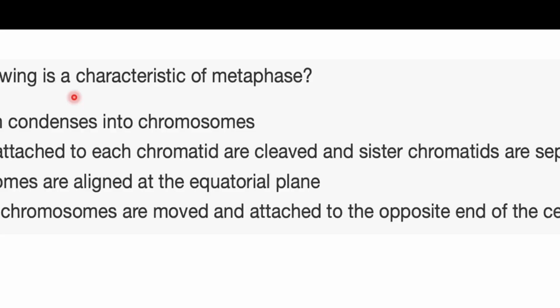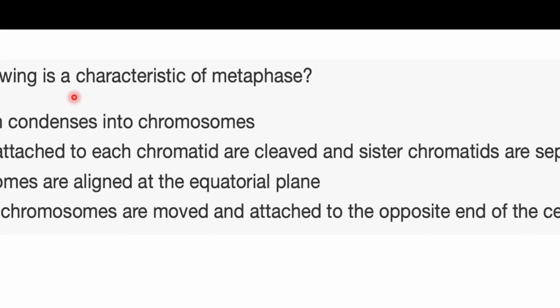Option A, the chromatin condenses into chromosomes. Option B, the proteins attached to each chromatid are cleaved and sister chromatids are separated as daughter chromosomes. Option C, the chromosomes are aligned at the equatorial plate. And option D, the daughter chromosomes are moved and attached to the opposite end of the cell.